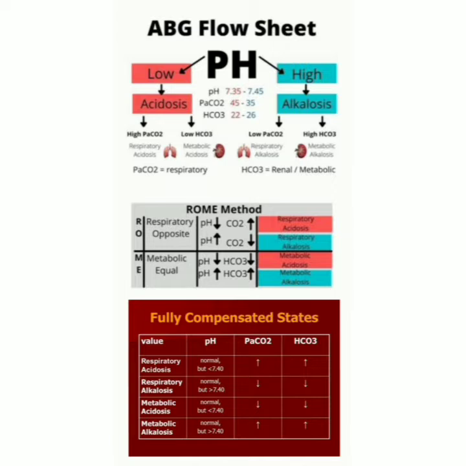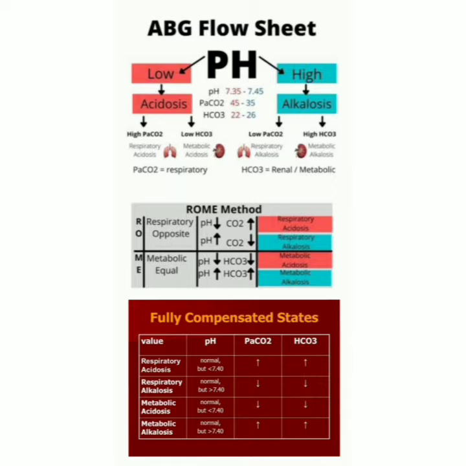Now pH is increased and bicarbonate is increased, same directions, that is called metabolic alkalosis. So pH is increased means alkalosis, from the blue box we know, and in the same direction bicarbonate is also increased, so that is called metabolic alkalosis.